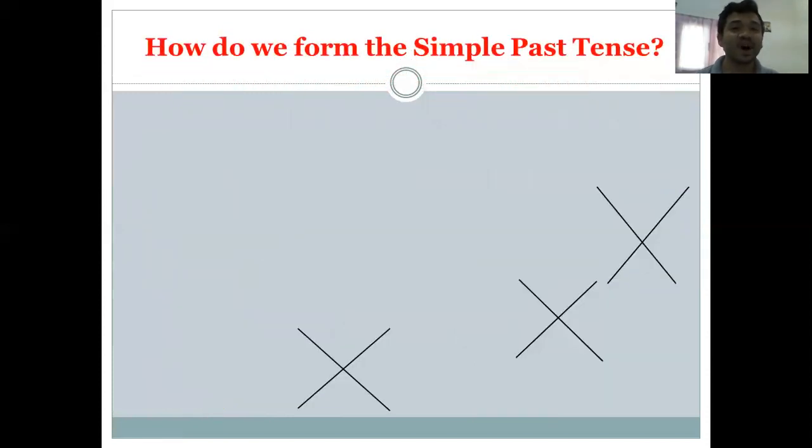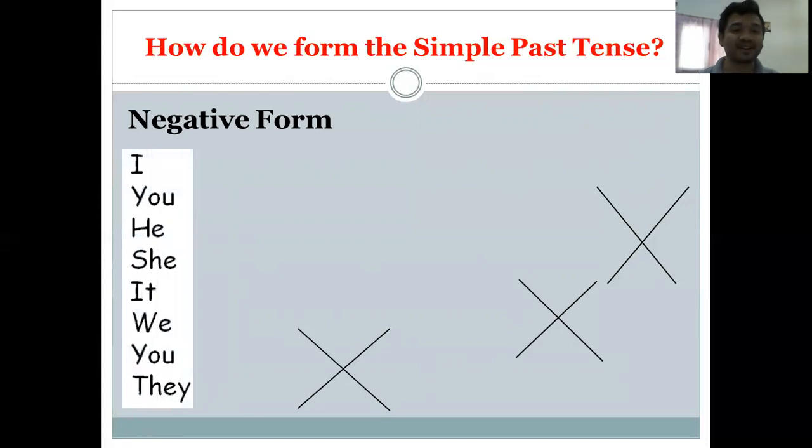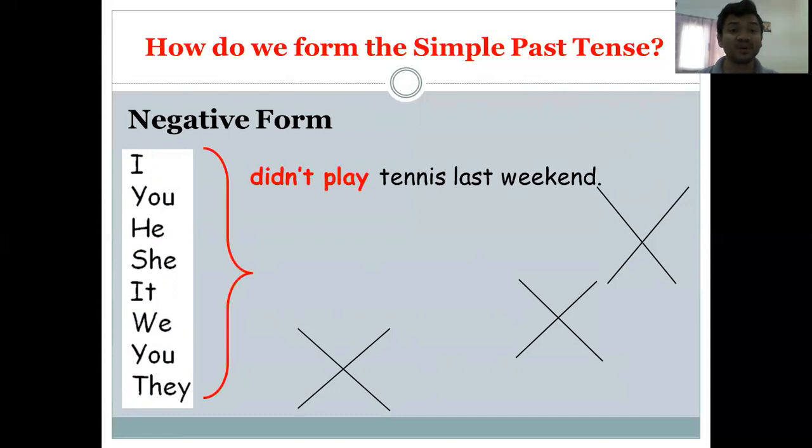Okay, so how do we form the simple past tense in negative form? Again, how do we form the simple past tense using a negative sentence? So once again, we have here the subject, the pronouns I, you, he, she, it, we, you, and they. Afterwards, we have to add didn't or did not to make it negative. Again, we have to add the word didn't or did not in order for us to make it negative. And then after the word didn't, the verb in simple present.